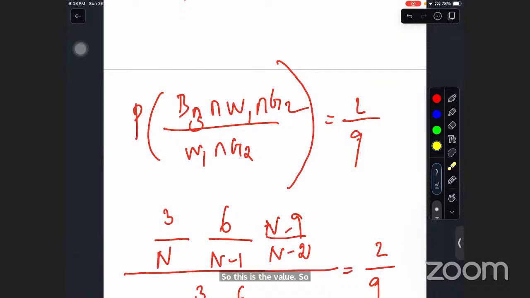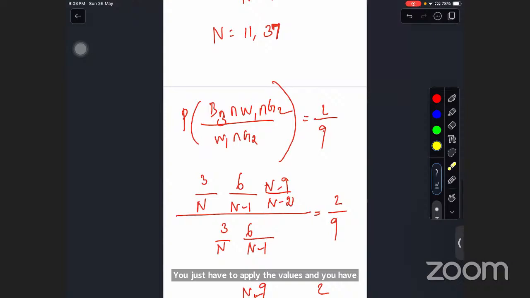According to me the question is very direct. You just have to apply the values and apply conditional probability, right? Yeah.